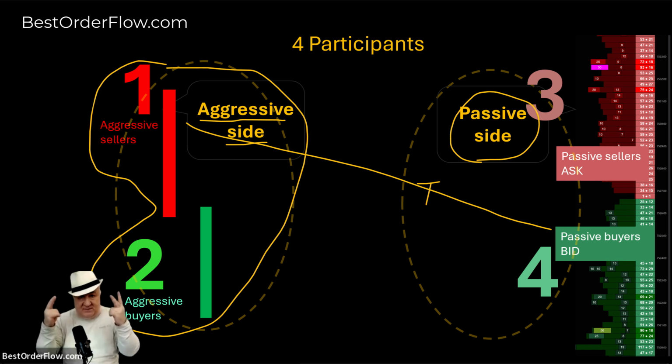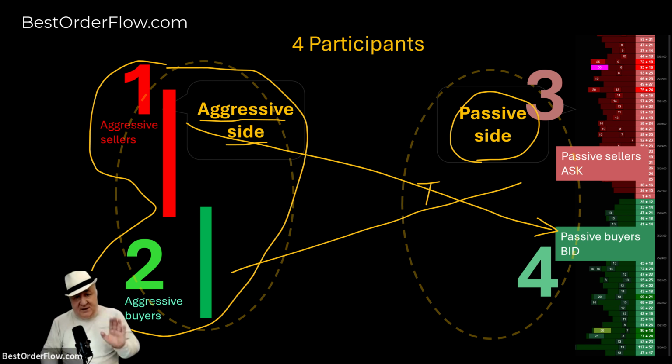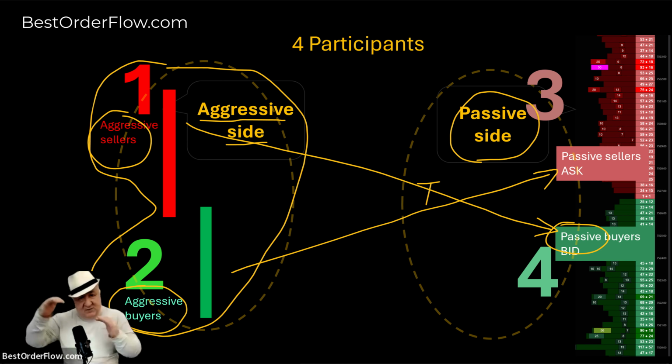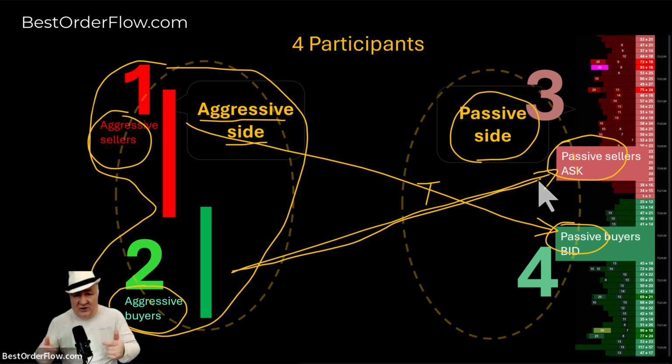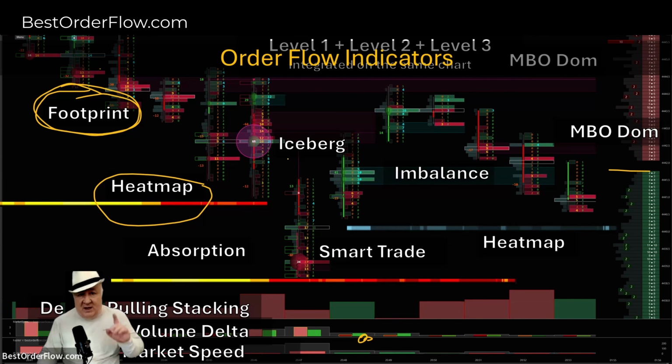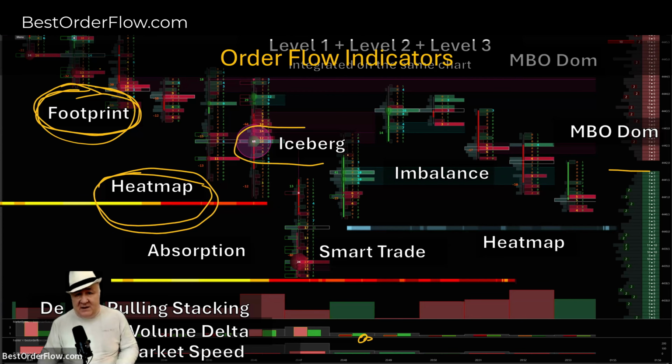So there are four participants on the market: buyer and seller, and buyer and seller. One side is aggressive, the other side is passive, or resting orders. The interaction of these four participants is reflected through a bunch of different indicators as the flow of orders, by matching the orders from the opposite side, aggressive and passive. That's what we were talking about previously: the heat map is the passive side of the market, and the footprint is the aggressive side. And icebergs, definitely, are a hidden type of order.